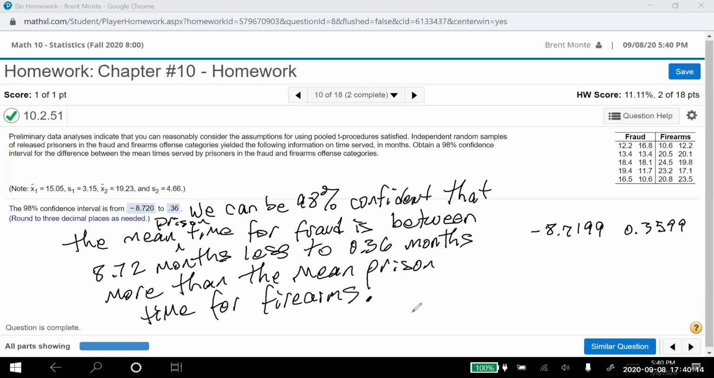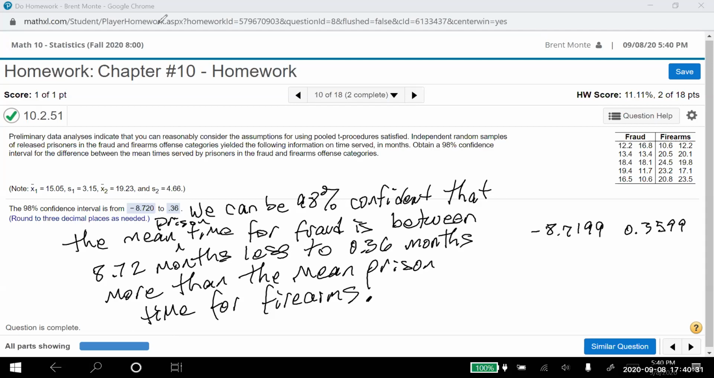All right, so that's the idea. A negative says the first population was less. A positive means the first population was more. And so we don't know exactly where it is, but somewhere. All right, so that's that section.